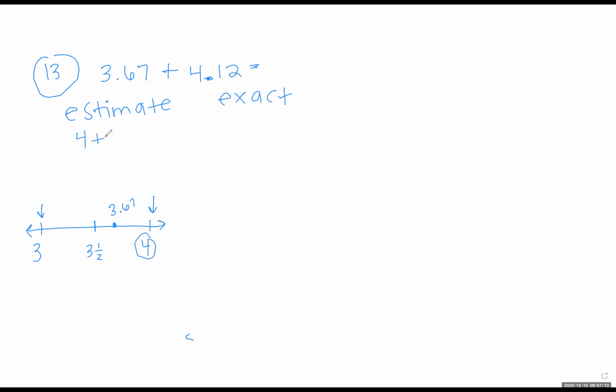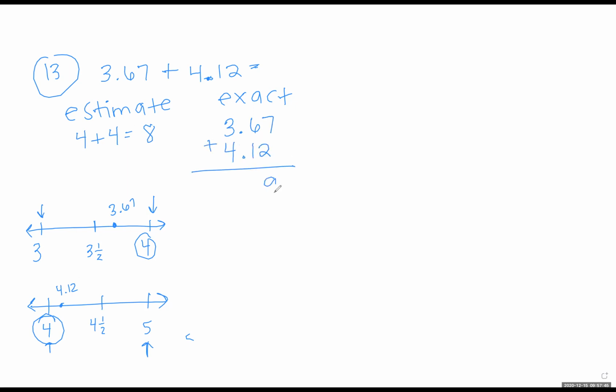Then think of 4 and 12/100ths. Would that be closest to 4 or 5? Do another number line if you have to, 4 or 5. Directly in the middle would be 4 and 1/2. Well, 4 and 12/100ths would be right about here. So is that closest to 4 or 5? It's closest to 4. And 4 and 4 is 8. So there's your estimate. Then when we do exact, you just have to line up your place values and add.